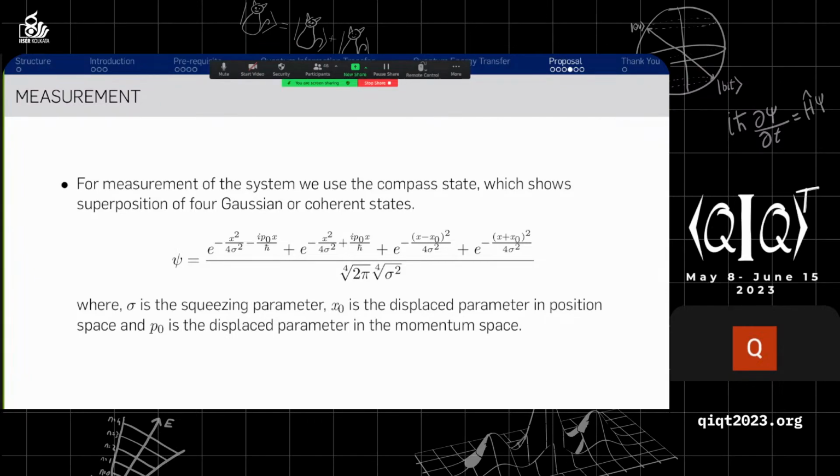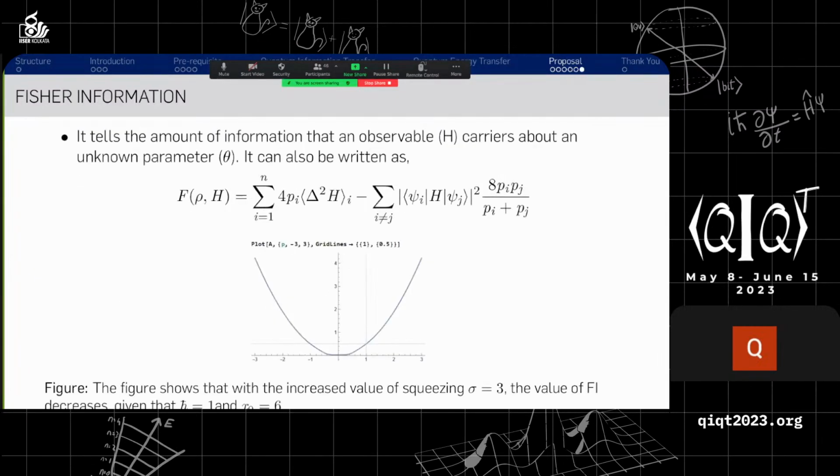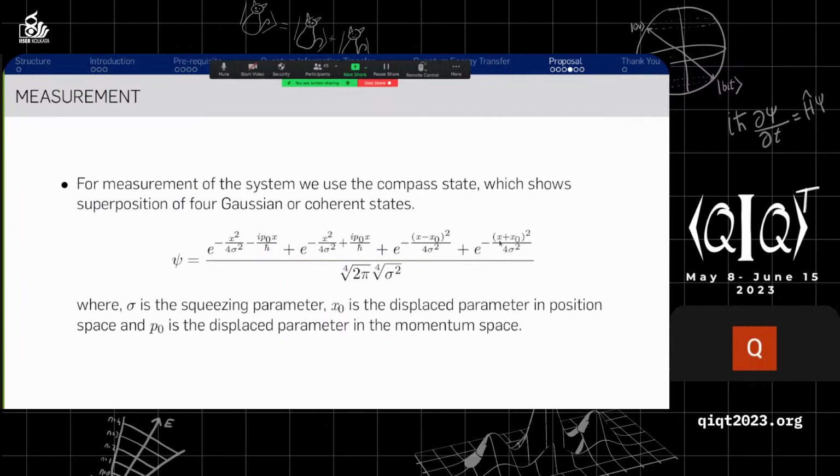The Fisher information corresponding to the pure state, as you can see from the expression, this is the expression of the Fisher information. The first term, delta squared H for psi, represents the Fisher information for the pure state. H is the observable, which you can check from our slide. So this is the cat state. This is the compass state.